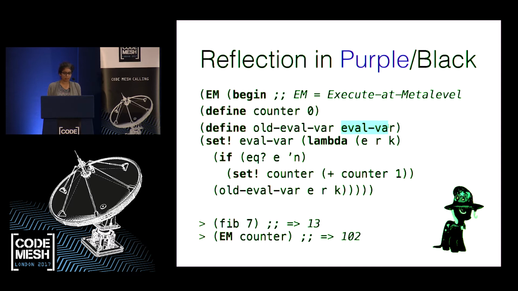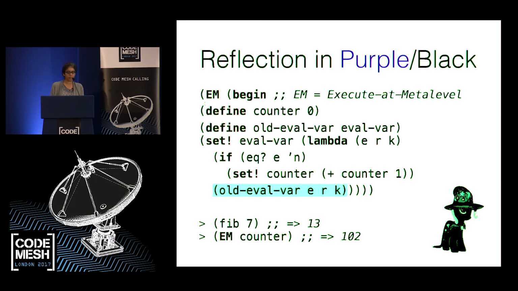And then this evalvar is referring to an interpreter function: how do you evaluate a variable? Here I'm using set! to mutate the way I evaluate a variable. This evalvar takes an expression, an environment, and a continuation, as is the case for most interpreter functions. If the expression is equal to the symbol n, meaning I'm evaluating a variable named n, then I increment this counter. In any case, I do the old evaluation of variable.